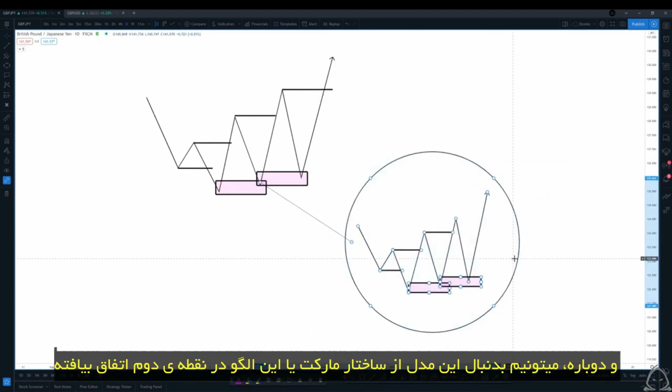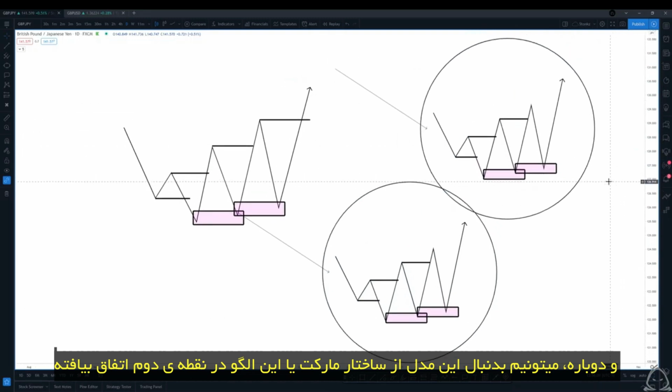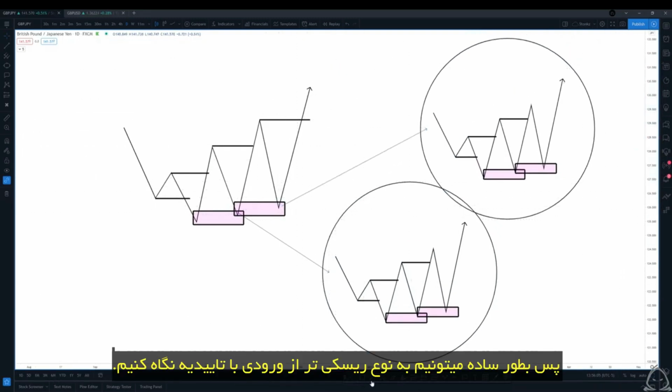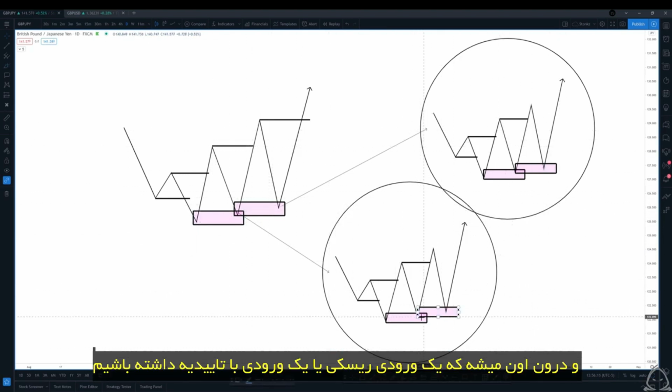And again, we can also look for this type of market structure or this pattern to occur on the second point. So basically what we'd be looking at is the more risky confirmation entry. This would be the confirmation entry, and this would be the more safe confirmation entry. And of course, within that, we have the opportunity to potentially get a risky confirmation entry and a confirmation of the confirmation entry.